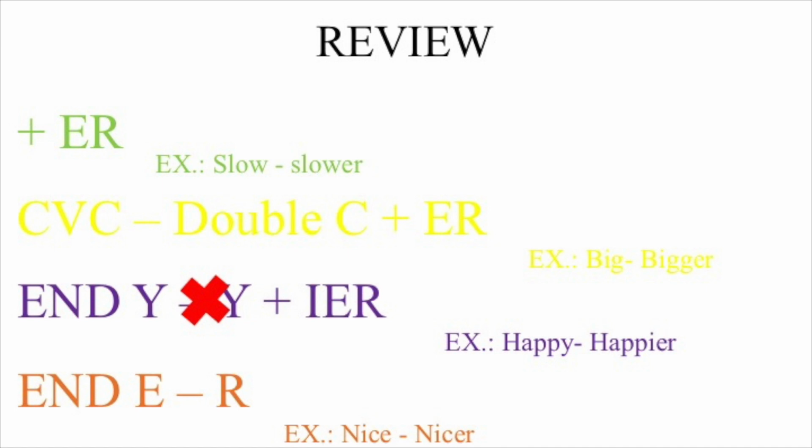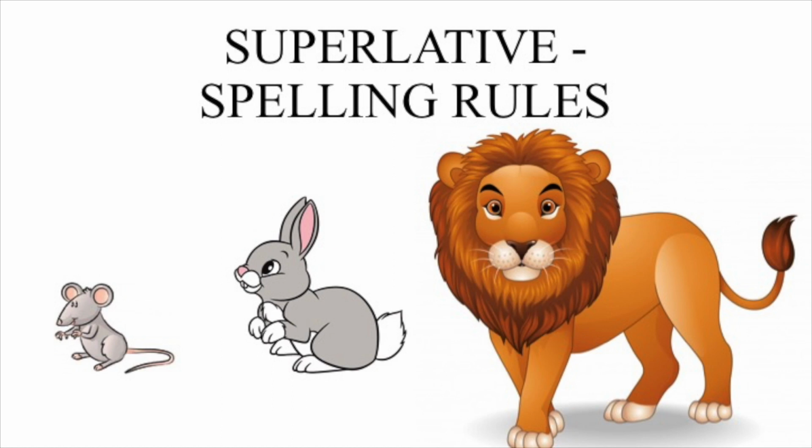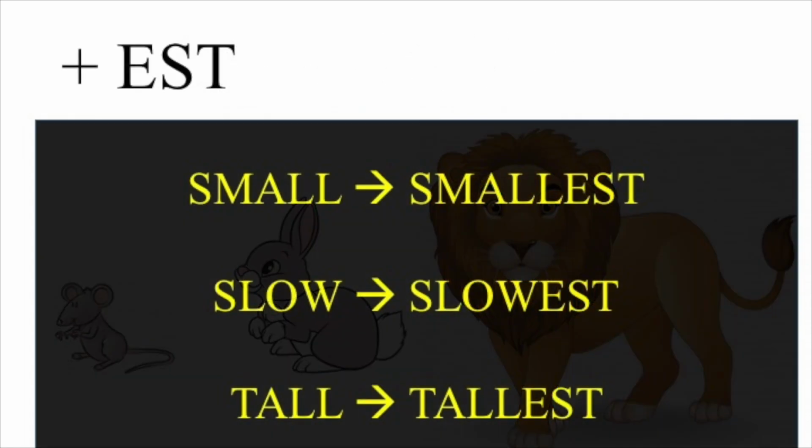And if it ends in a Y, what do we do with the Y? Perfect. Well done. Happy, happier. And if there's already an E on the end of the adjective, just simply add R. Nice, nicer. Excellent, guys. And now, superlative. Now remember superlative, E-S-T. Small, smallest. Slow, slowest.